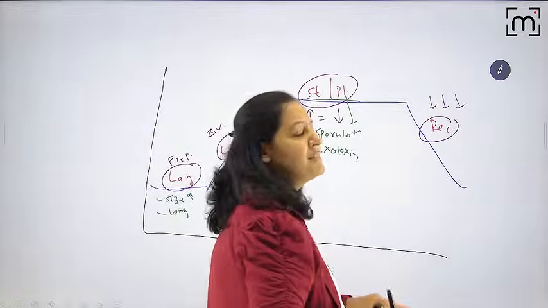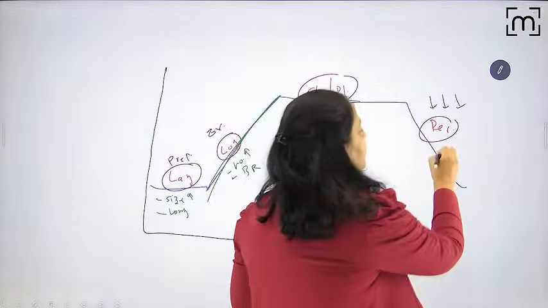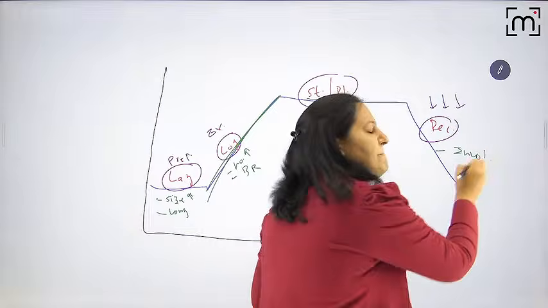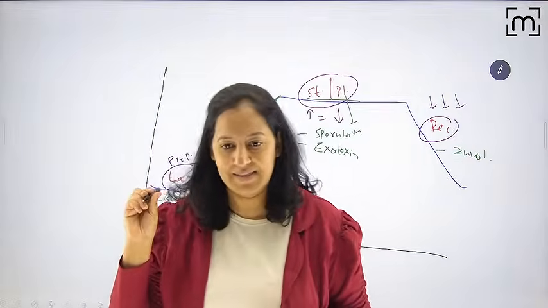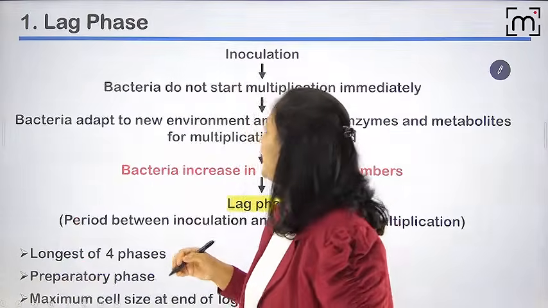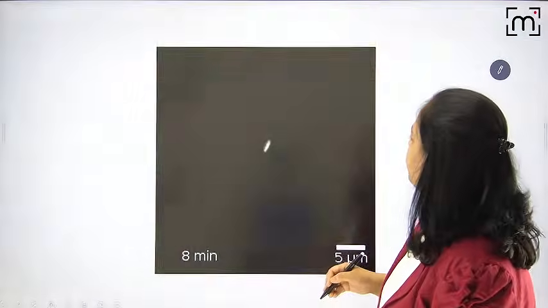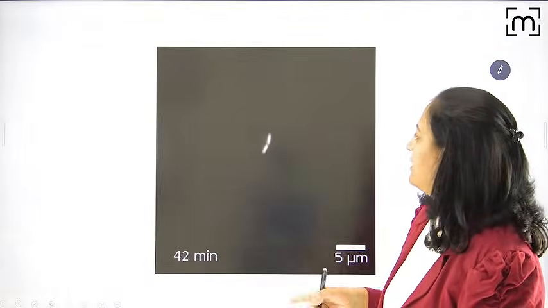And in decline phase, since most of the bacteria are dying, there are many involutionary forms. So that is the graph. You get questions on that. The same thing is written in front of you. Can you appreciate it?